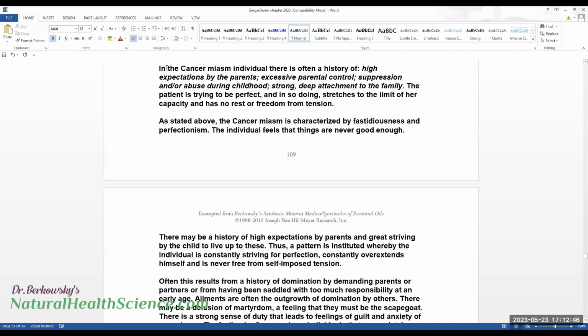And this is where we'll end this. In the Cancer miasm individuals, there's often a history of high expectation by the parents. Oh, you have to go to college, get an advanced degree, you got to be a doctor, a lawyer, an accountant. There's excessive parental control, suppression and or abuse during childhood, strong, deep attachment to the family, even if they are oppressive. They're still attached to the family. The person is trying to be perfect, and in so doing stretches to the limit of her capacity and has no rest or freedom from tension.